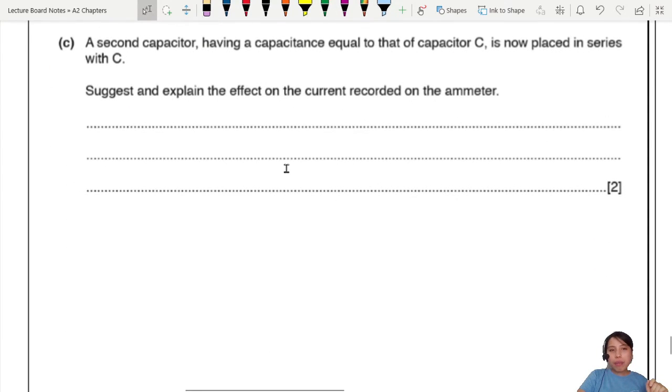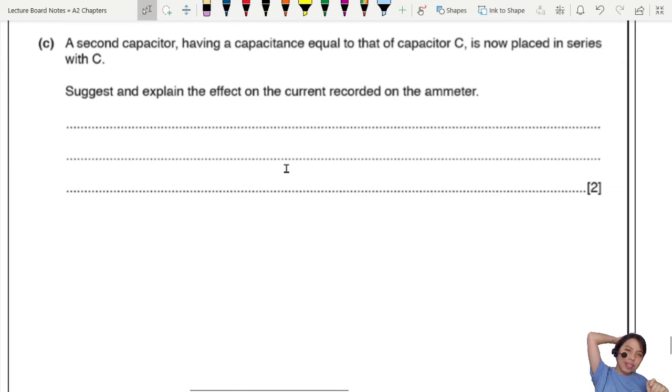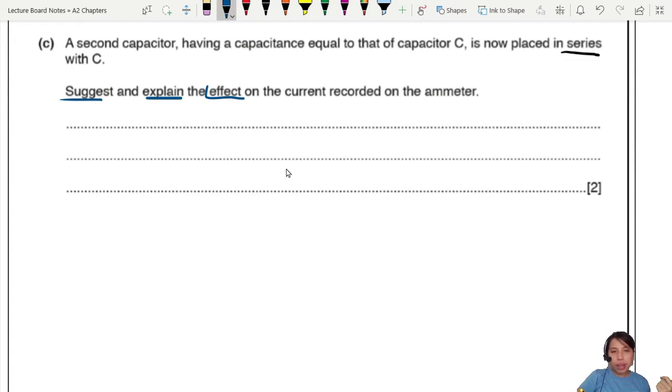Next, the final part. Oh, this one you have to brain a bit. A second capacitor, having a capacitance equal to the one in C, is now placed in series with C. Suggest and explain. Wow, got two things. Suggest and explain what? The effect. What's the effect and why? So this is the what and the why. What's the effect? Why is that affecting? The effect on the current recorded on the ammeter.